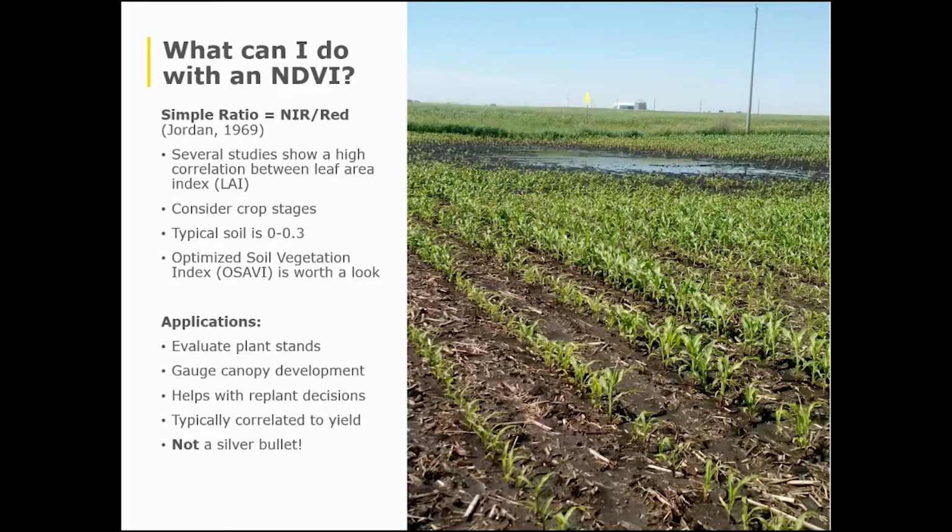Applications, there's a lot of them, but very basically you can evaluate plant stands and make replant decisions. You can look at the canopy development, understand which parts of the area are probably going to yield better because they got established sooner. They have stronger plant growth. They have more leaves, and so they can absorb more sun. They can grow better. So typically those things correlate very highly.